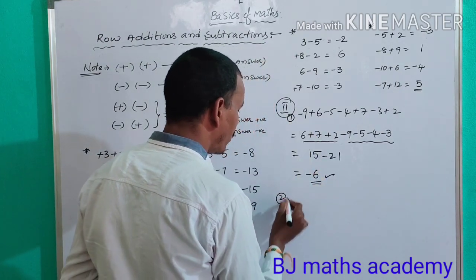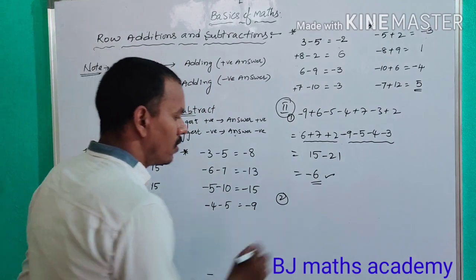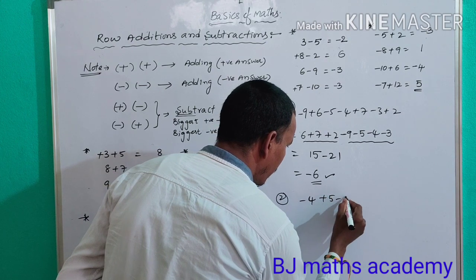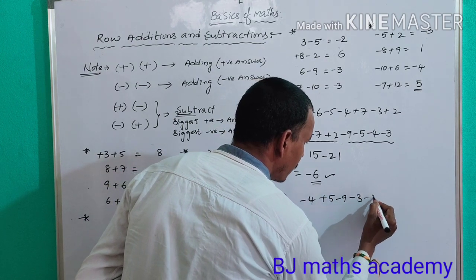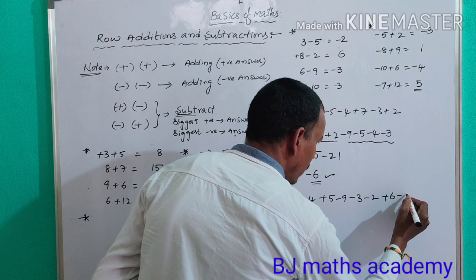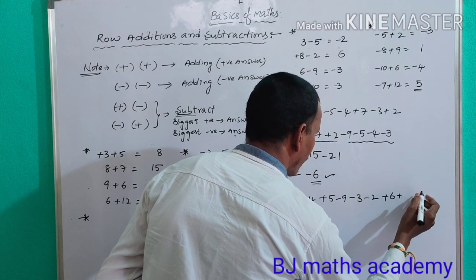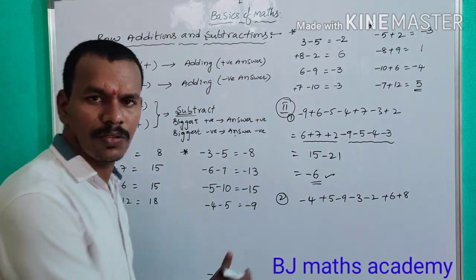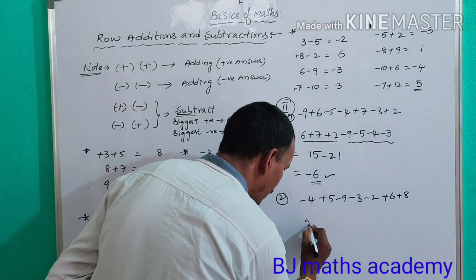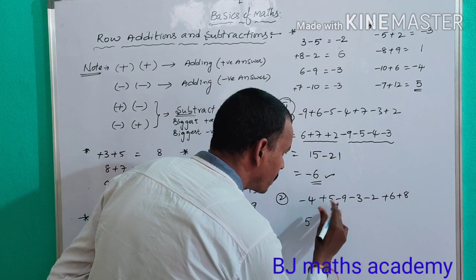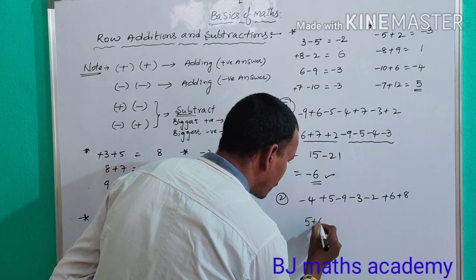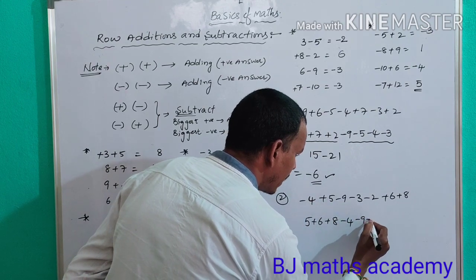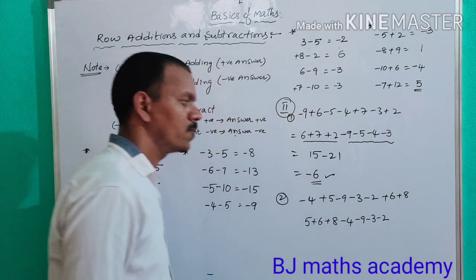And now one more problem for that. Minus 4 plus 5 minus 9 minus 3 minus 2 plus 6 and plus 8. It is a problem. So what are the positives? We can write them first. First one is plus 5. Next plus 6. Next plus 8. Next after that, minus 4, minus 9, minus 3, minus 2.